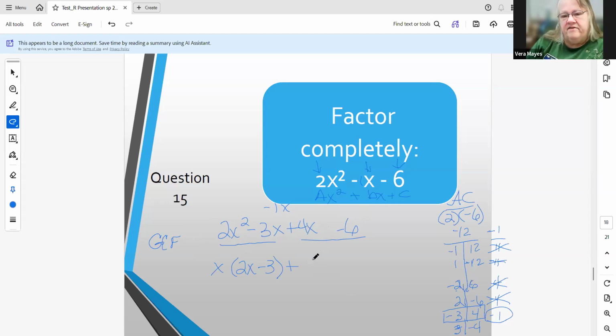What do these guys have in common? 4 divided by 2 is a 2. Negative 6 divided by 2 is a negative 3. And now we can see there is a new GCF. So we can pull out the 2x minus 3. And what's left? From this one, we have an x left. From this one, we have a plus 2. And if we were to go back and FOIL this back together, it'd be a great way to check and make sure we really do get that product.